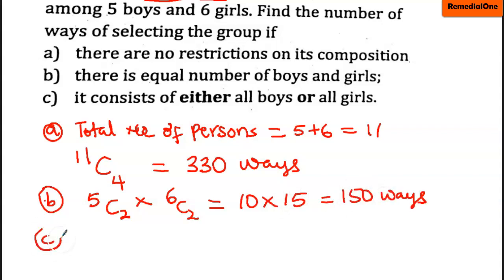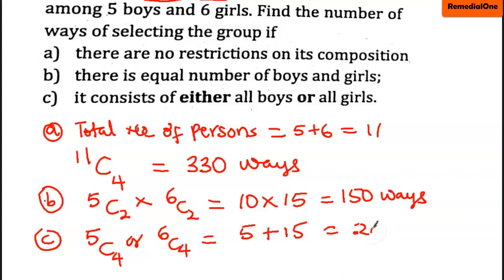The last part. If it consists of either all boys or all girls, the number of persons in the committee is 4. So if it is all boys, that means 5 boys and we are choosing 4, or 6 girls and we are choosing 4. 5 combination 4 gives us 5, plus 6 combination 4 is 15, which is giving us 20 ways.